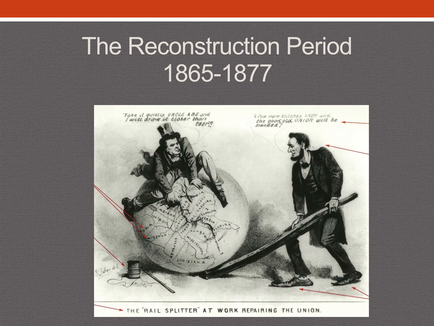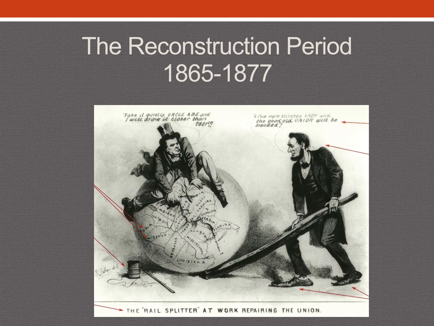All right, guys. Tonight's notes is entitled the Reconstruction Period. So we're looking at the time period immediately following the Civil War from 1865 to about 1877. We know by now the Civil War is over, the Union has emerged victorious. And so what happens next?